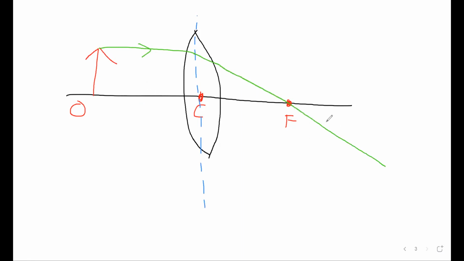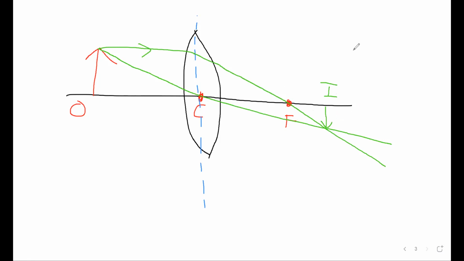This is going to serve as your first light ray. Your second light ray is even more straightforward, starting from the same position, cut directly to the optical center. Wherever the 2 light rays meet, this is where your image will be formed.